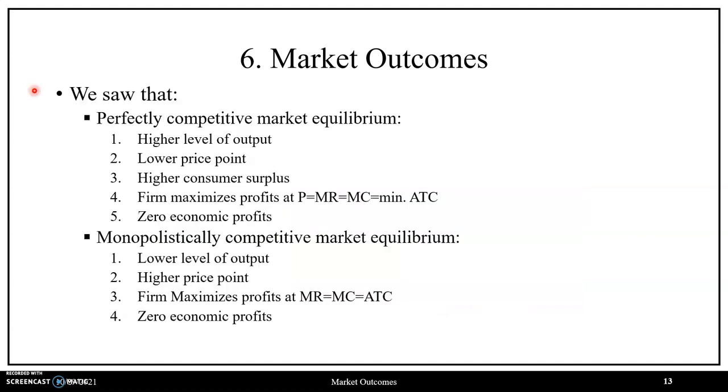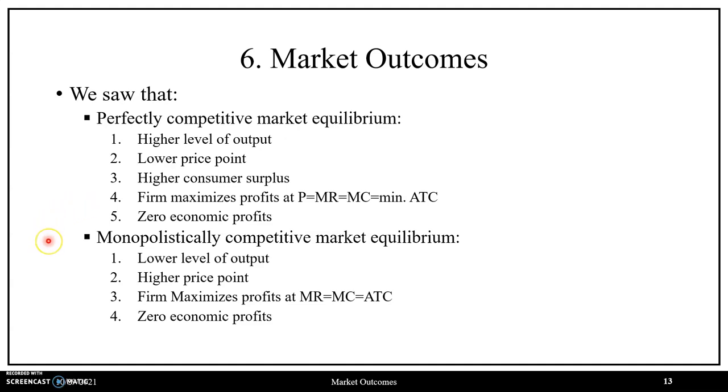Where overall what we saw in the long run was that the perfectly competitive market structure in equilibrium led to a higher level of output at a lower price point in which there was a higher amount of consumer surplus and zero economic profits existed, where individual firms were maximizing profits at the rate of price is equal to marginal revenue is equal to marginal cost is equal to minimum average total cost.